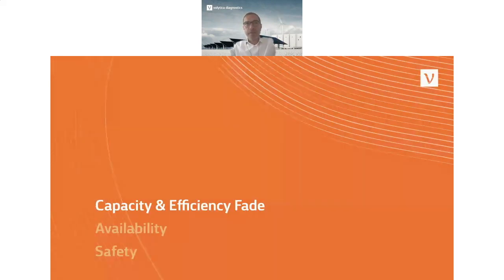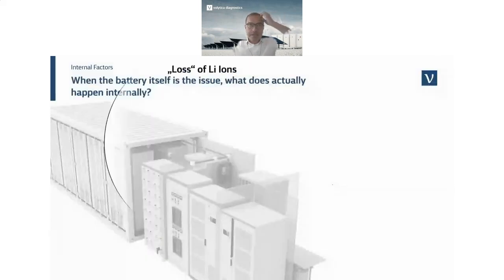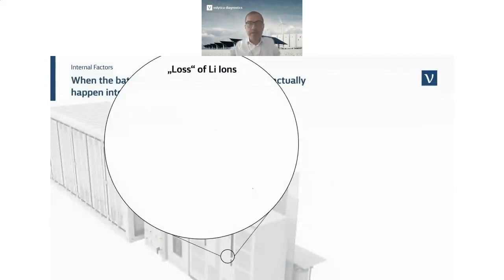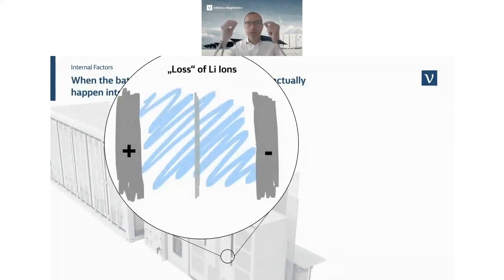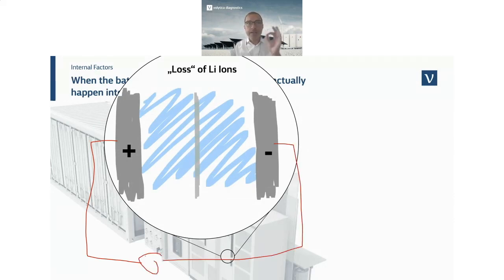Let's first look at capacity fade, energy going down. Let's look into a battery cell. Let's take a deep look. What happens? So in a battery cell, you have a plus pole, you have a minus pole. You know that from the remote control of your TV. They are connected to whatever is there, a lamp or so. And inside there is a separator, because otherwise you would have an explosion, and a liquid. This liquid is called electrolyte.